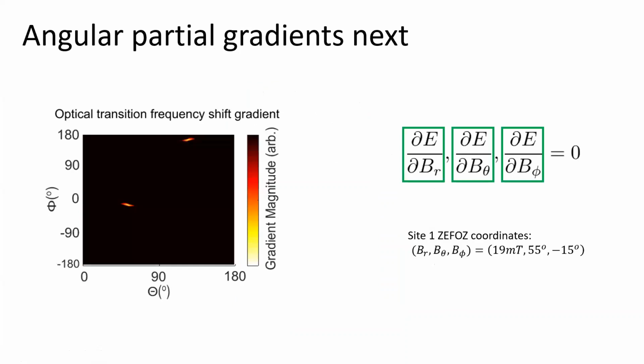And I do that in this figure, considering these two angular gradients, which can also now be set to 0 if you go to a specific point. Here, there are two, one for each of the two spin states, one here at 19 millitesla, 55 degrees theta from the crystal cubic cell, and minus 15 degrees phi from the crystal cubic cell, which sets all three of these terms to 0.